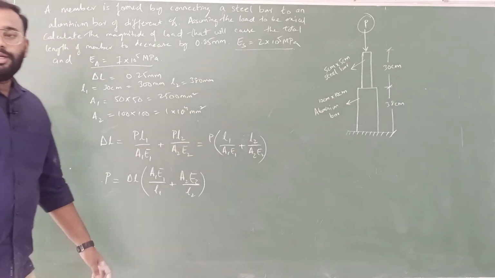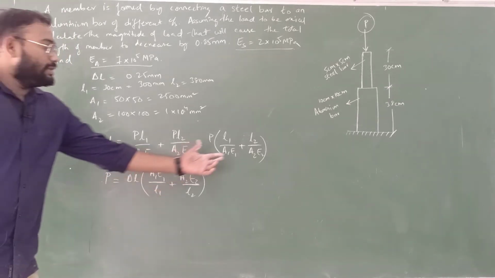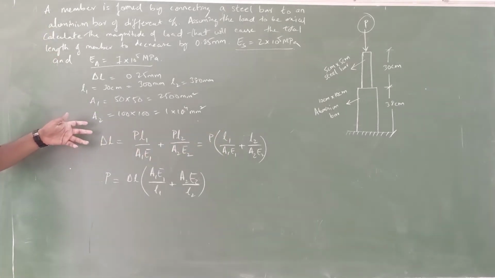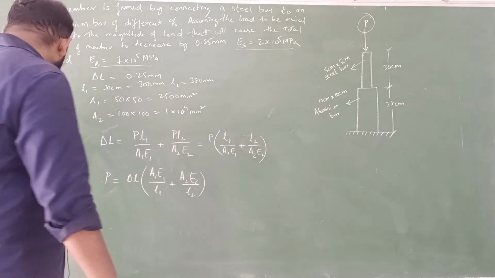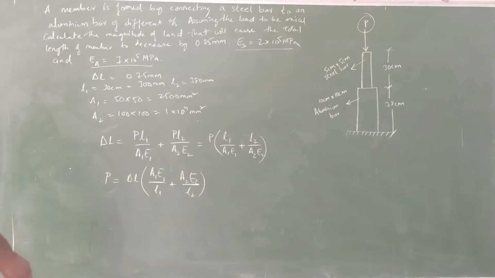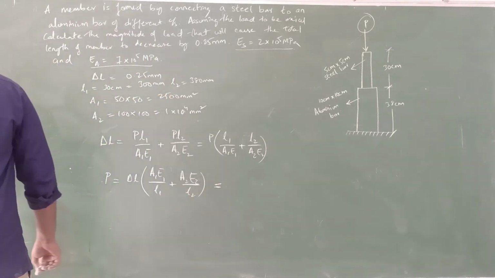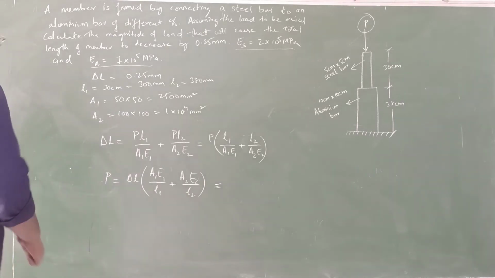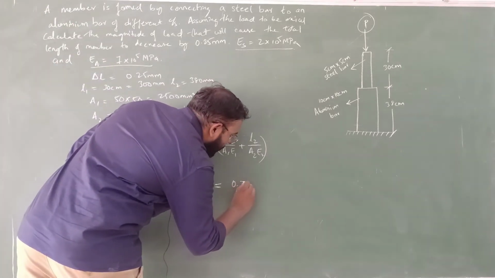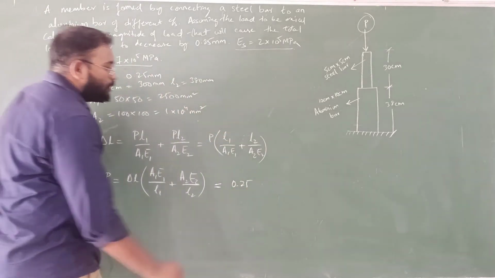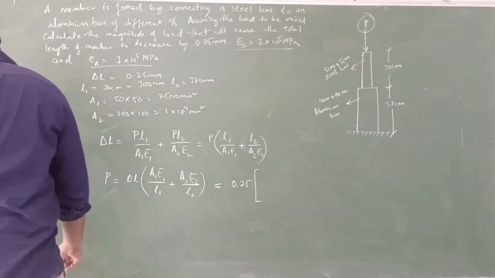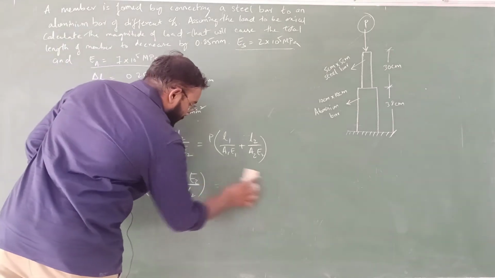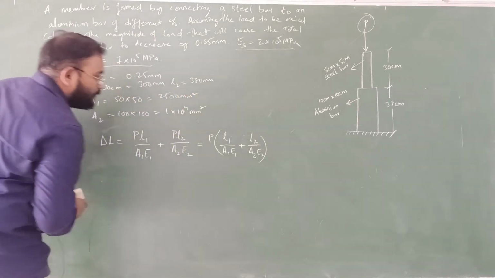What is to be calculated here? You want P. Delta L is already given to you. So this goes this side. P will be equal to, this will be reciprocated, right? Delta L times A1 E1 by L1 plus A2 E2 by L2. Now substitute all the values here. What is delta L? Delta L given to you is 0.25. Don't convert here. Okay, we'll solve like this.